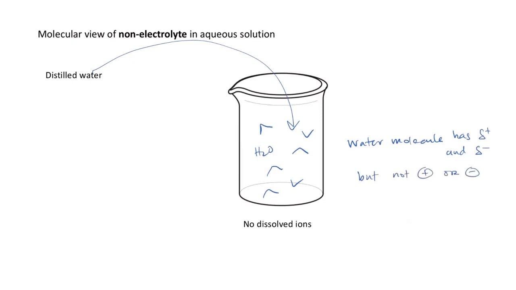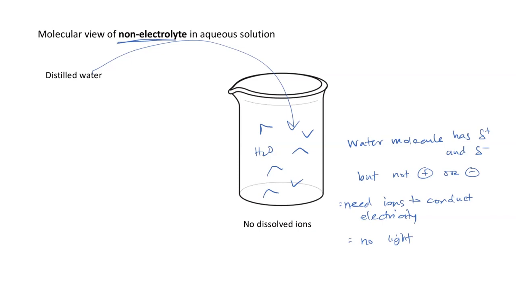And so remember, you need free-flowing ions to conduct electricity. And so if you don't have any ions, it's not going to conduct electricity. So that's going to be another example where you have no light for the conductivity apparatus, and that's another non-electrolyte.